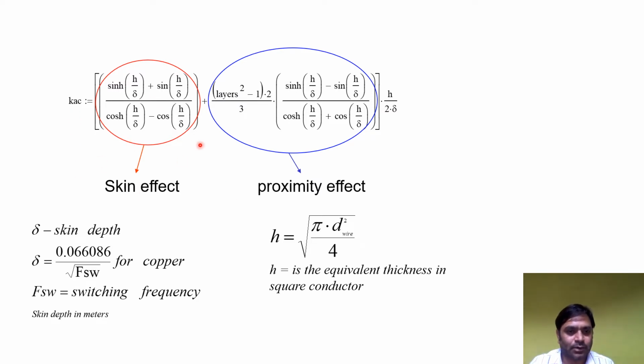This is how we calculate the skin effect, and this is the proximity effect factor. Delta is the skin depth. We calculate skin depth using this formula at the particular switching frequency. Suppose our switching frequency is 15 kilohertz, 16 kilohertz, 20 kilohertz, 30 kilohertz. At different frequencies the skin depth will be different, and this is the proximity factor. This is how we calculate it, as the equivalent thickness in the square of the conductor.